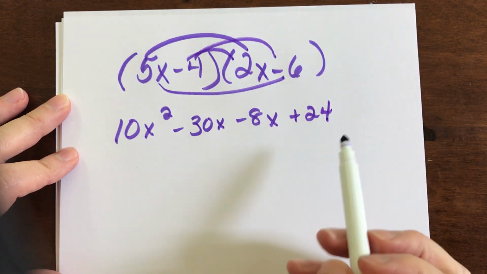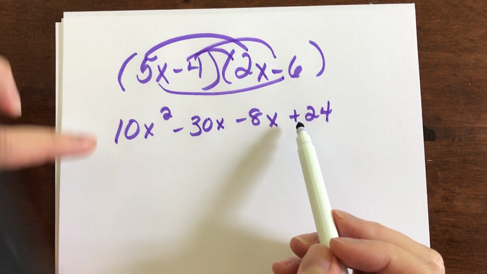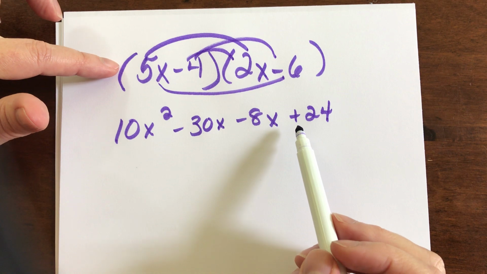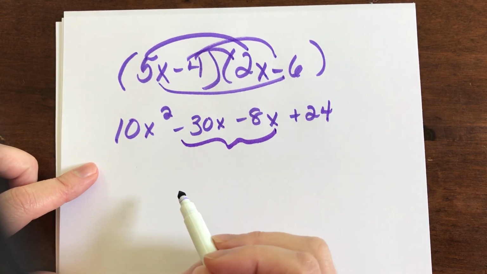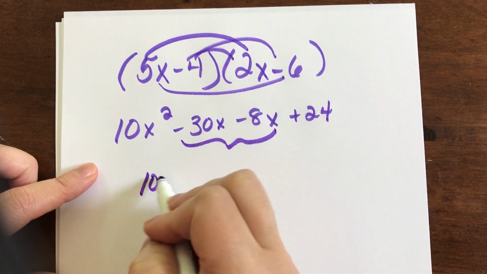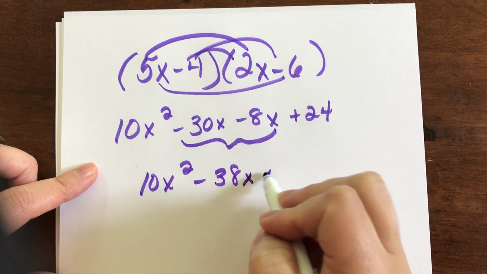Now what we did last week was factoring by grouping. We worked with the F, the O, the I, and the L, and you had to work backwards and come up with the two binomials. Well, if we were going to continue this on, do you remember what we do with those two middle parts? When we're foiling it, we just combine them. So negative 30x minus 8x is negative 38x plus 24.